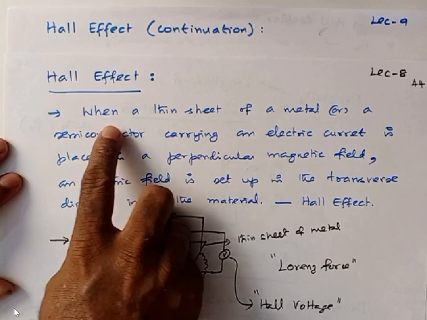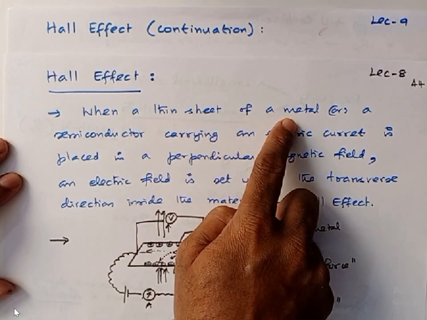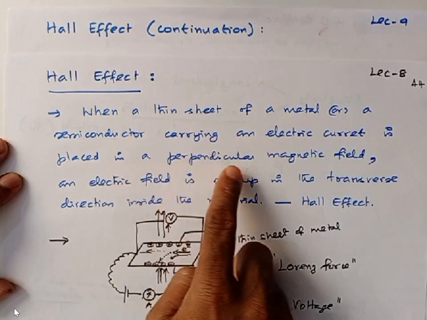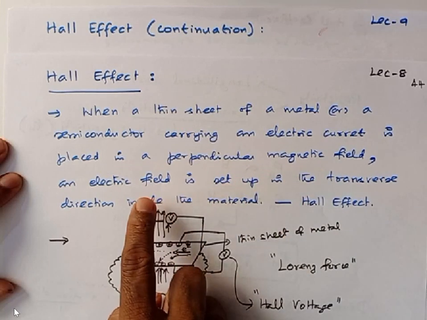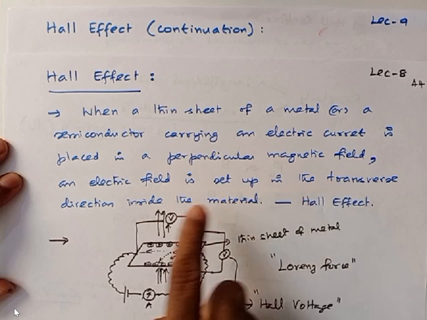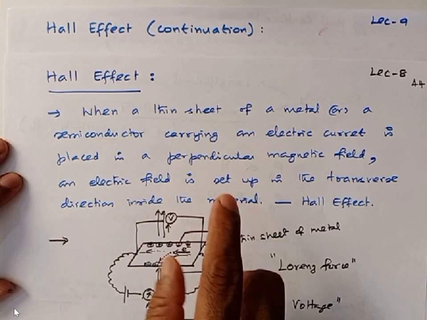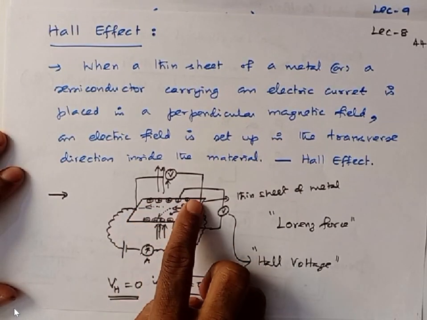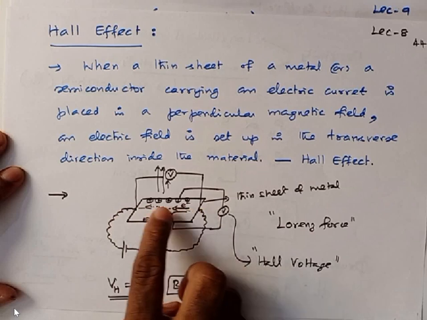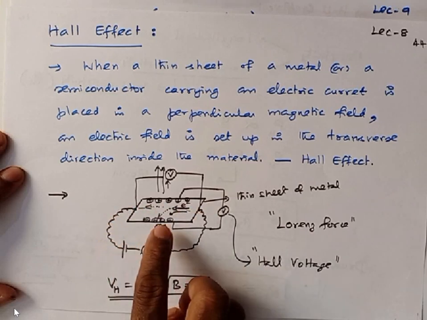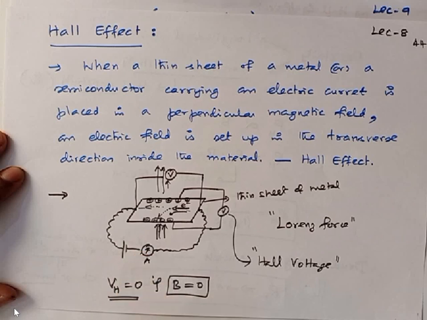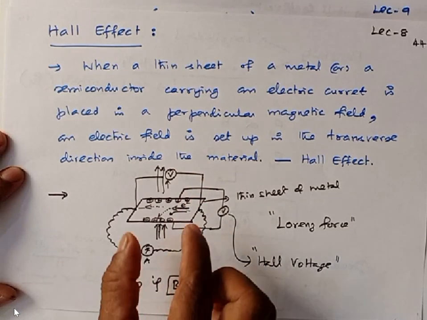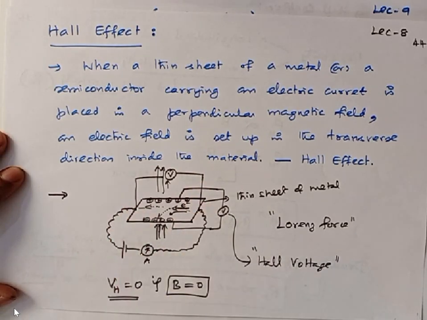See, Hall effect: when a thin sheet of a metal or a semiconductor carrying an electric current is placed in a perpendicular magnetic field, an electric field is set up in the transverse direction inside the material. This is what we call as Hall effect. What is the meaning? You take a thin sheet of metal and connect the two opposite ends to an external battery through an ammeter, and connect this end and this end with a voltmeter, so that you can measure the voltage across the material, right?